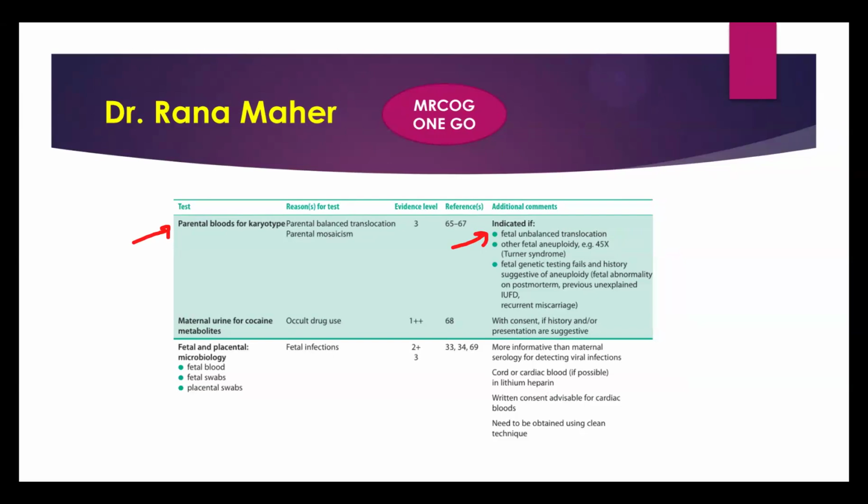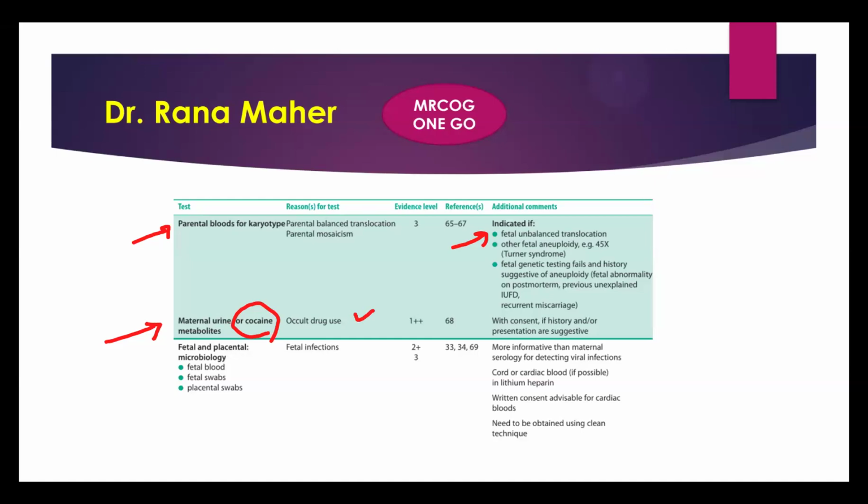Maternal urine for cocaine, very important. Please, guys, take care of the cocaine in the exam with any case with intrauterine fetal death, any case with placental abruption or bleeding, to detect occult drug use. Sometimes even if you suspect, and the patient says no, I'm not using any drugs, but you have a highly suspicious case, at that time offer her a urine cocaine metabolite test.